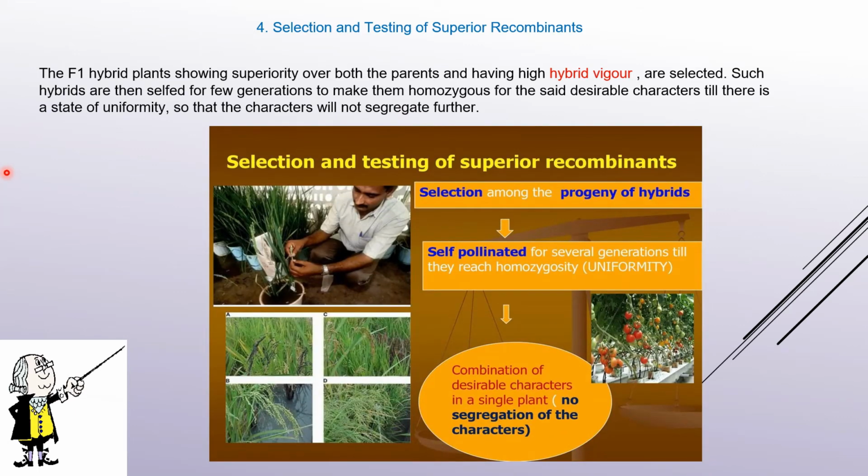Look at this selection and testing of superior recombinants. Over here the selection is done as well as the testing of the superior recombinant, to make sure that the recombinant is having the desirable characters. Self-pollination is needed to achieve the homozygosity. So this was the fourth step, that is selection and testing of the superior recombinants.